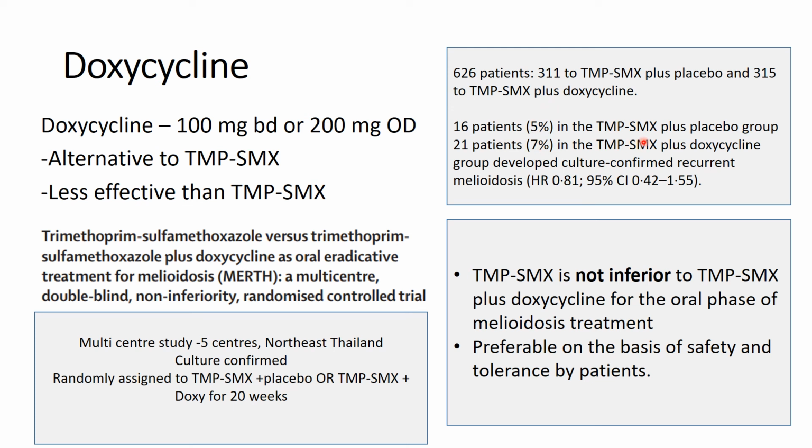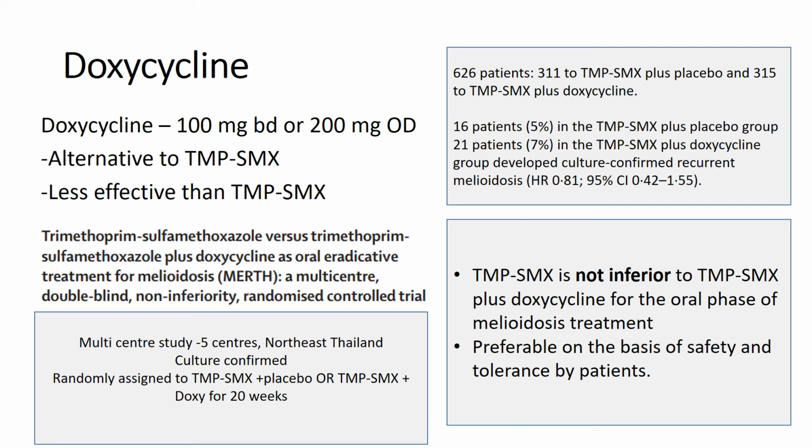And if you look at the results, 5% of those in the Bactrim plus placebo group actually developed a recurrent, culture confirmed recurrent melioidosis versus 7% of those in the Bactrim plus doxycycline group. So what it shows is, in this study, they have shown you that Bactrim is actually non-inferior to Bactrim plus doxycycline for the oral phase of melioidosis treatment.